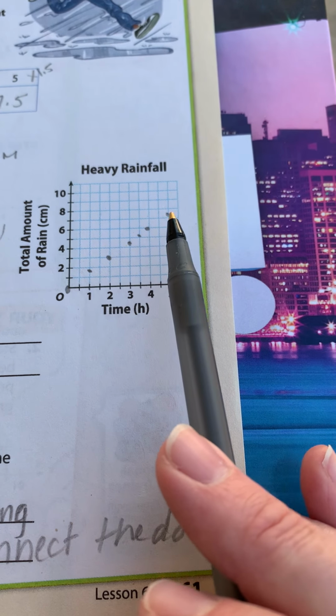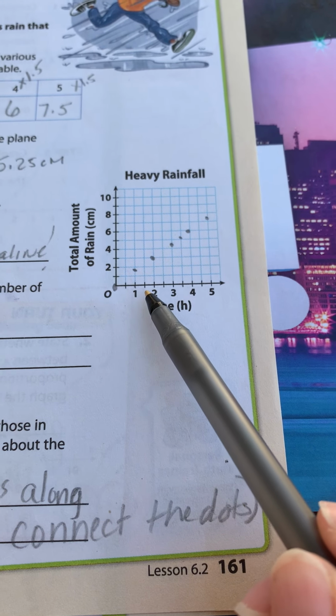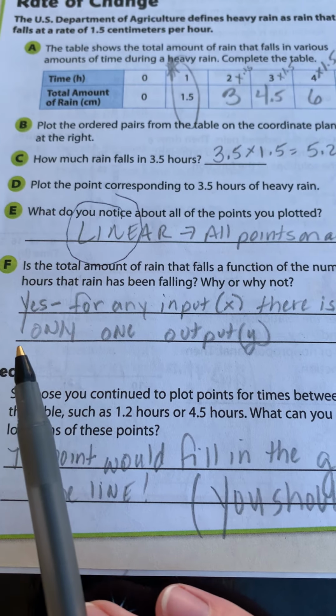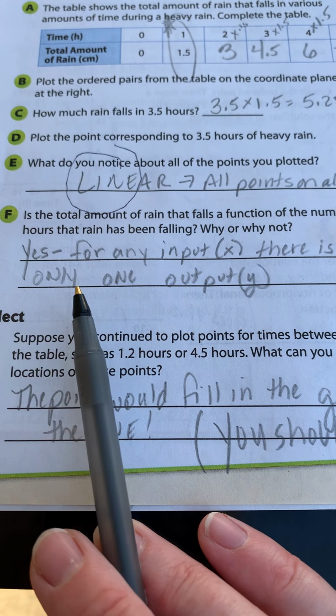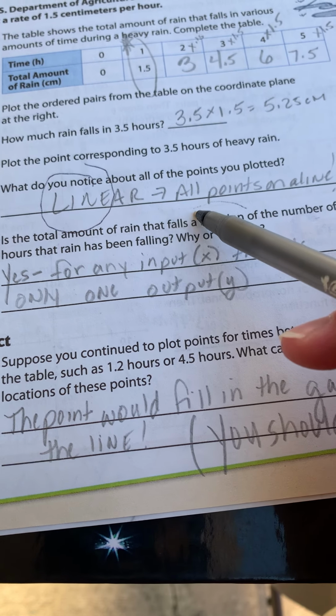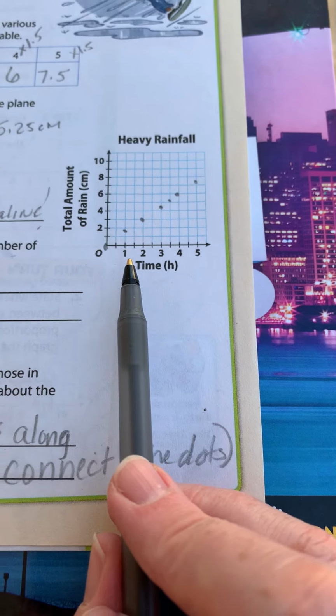I really should probably connect the line, right? Because rain also falls at 1.5 hours and 2.5 hours and so on. So that is considered a function. So now we're just kind of adding the only thing that's new, that word. Remember that a function means that every x only has one y.